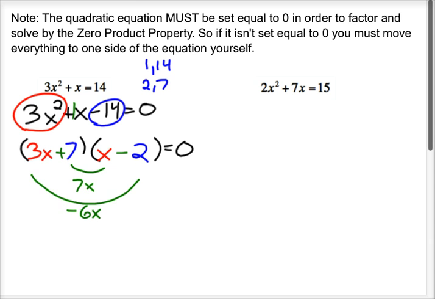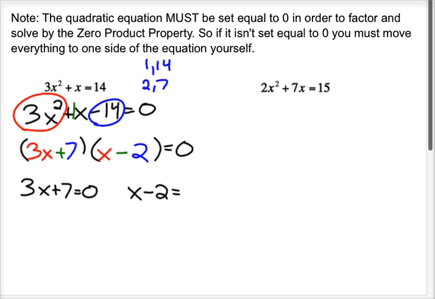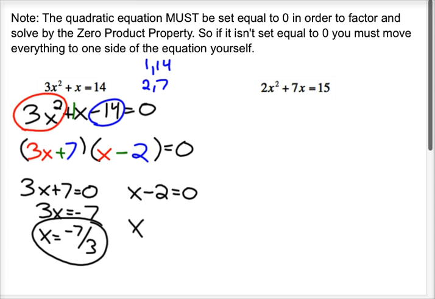Okay? But recall, just factoring this isn't the end of the problems anymore. We're actually being asked to solve these. So once you have it factored, remember the solution is taking both of those parentheses and setting them equal to 0. So for this first one, I'm going to subtract 7 from both sides, then divide by 3. And remember, just leave it as a fraction. Then on this other side, I'm going to add 2. Those are my two solutions, the 2 points where I would be crossing the x-axis.